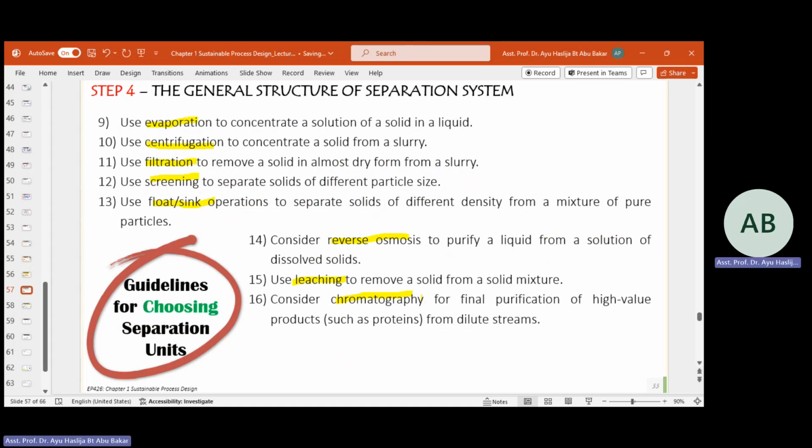Now this one you can read through, the continuation of how to choose the separation unit. There are many more considerations.